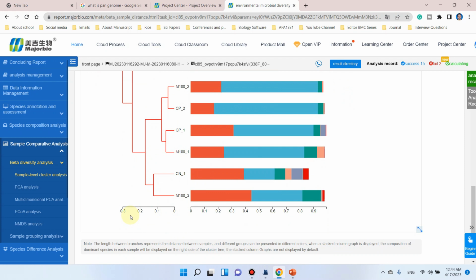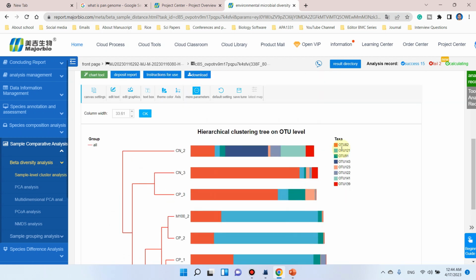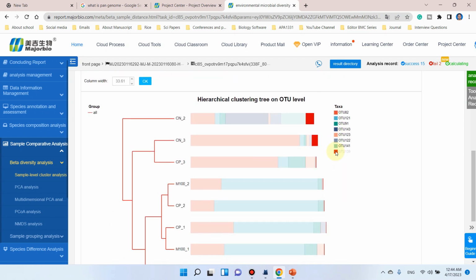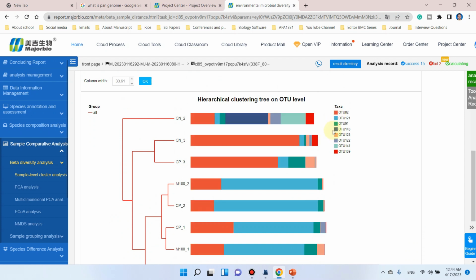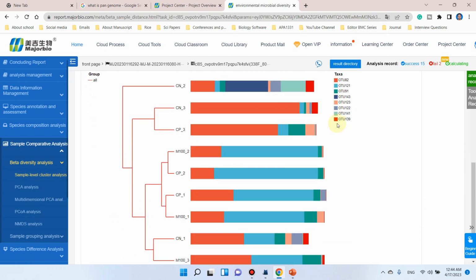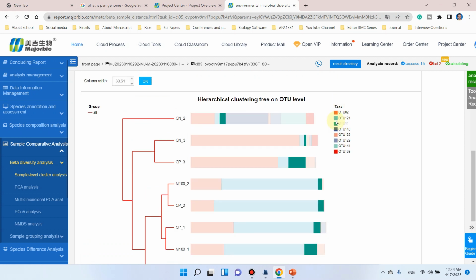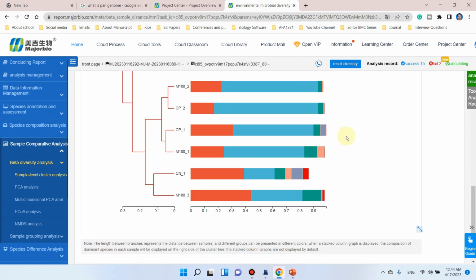So here is the distance of the branch lengths. And if we mouse over this one, we can see we have different operational taxonomic units. You can see overall its quantity of OTU21 is increased in the medicine group and control positive group.